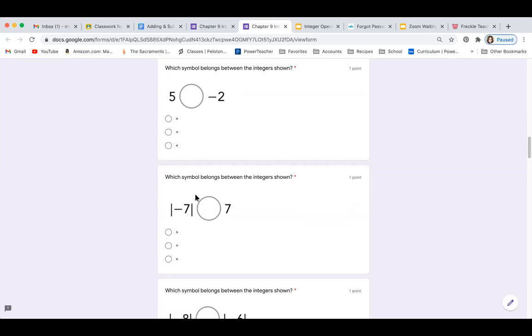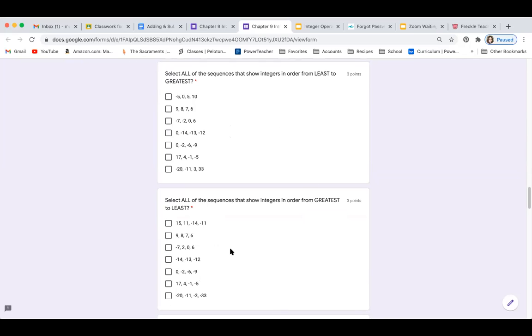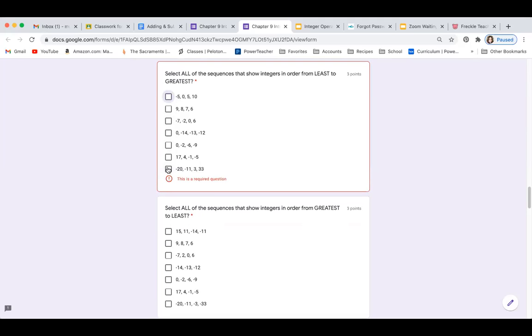And then we have a couple comparison ones. So you pick which symbol belongs between. Then this set of problems deals with sequencing. You can pick as many as you want that fall under this qualification here. Select all of the sequences that show integers in order from lowest to greatest, from least to greatest. So you would look through all of these, and if this sequence of numbers is lowest to greatest, then you can select it. You can select as many as you want.